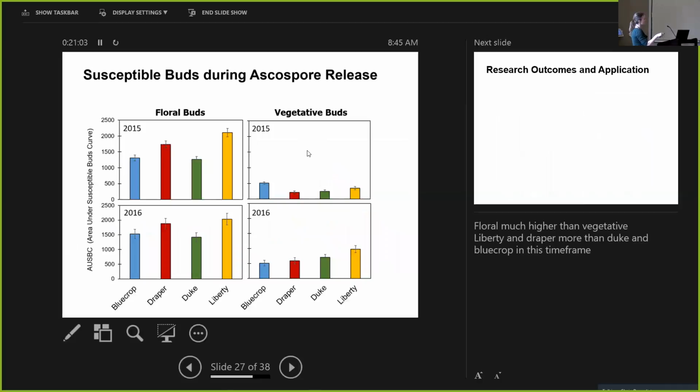And overall, you can see a big distinction that there were way higher amounts of susceptible floral buds compared to vegetative buds, which is very important. And then between the cultivars, we saw that Draper and Liberty had a higher number of floral buds and vegetative buds. Blue Crop had the highest number in 2015, but Liberty had the highest number in 2016. So from these results altogether, it shows that Liberty, for this particular Ascospore release period, was the most susceptible, merely based on phenology, on the developmental stages that were present.